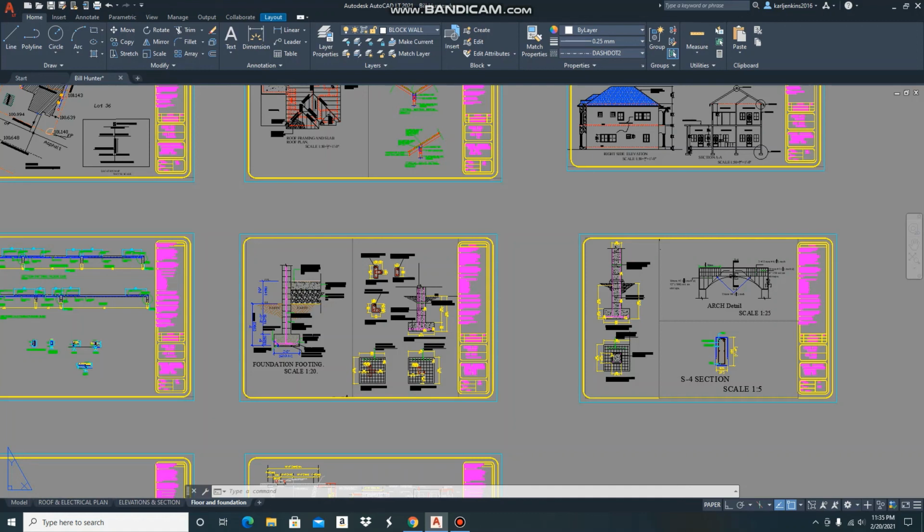So with all that said, that pretty much wraps up as it relates to studying your foundation plan. And in my future videos, we're going to be talking about elevation and how you can read elevation properly.